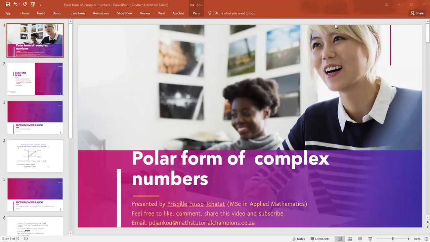Today's discussion is all about the polar form of complex numbers.